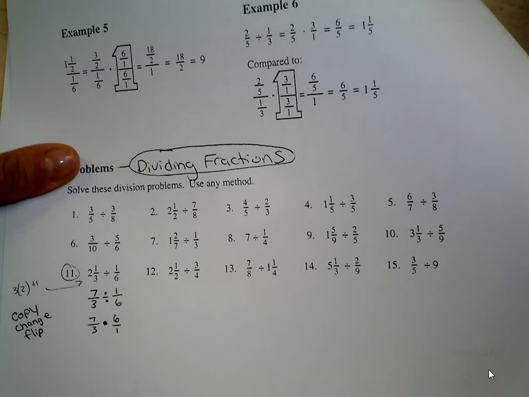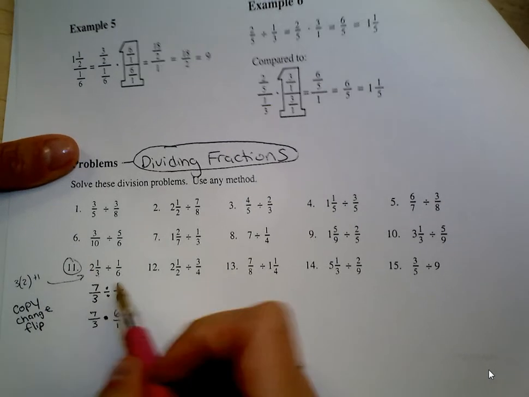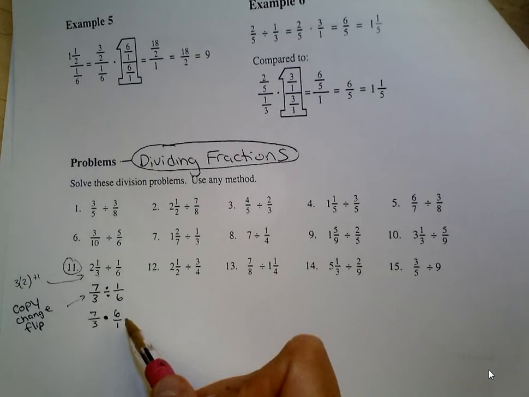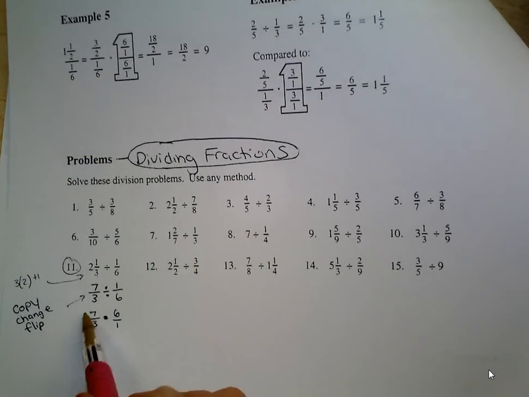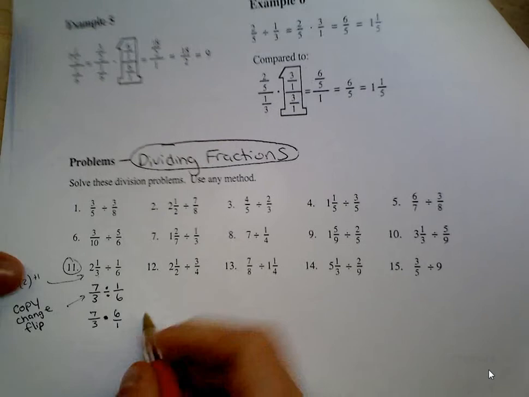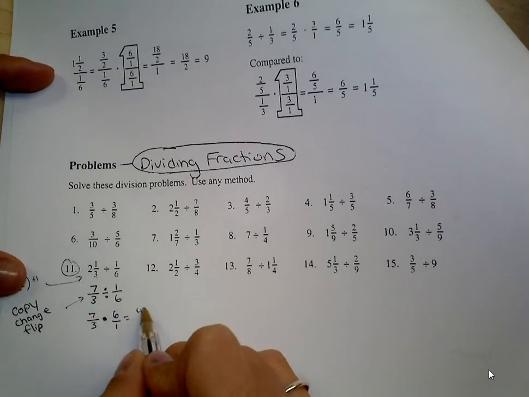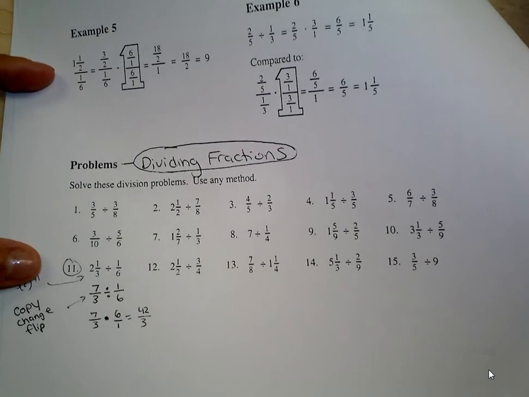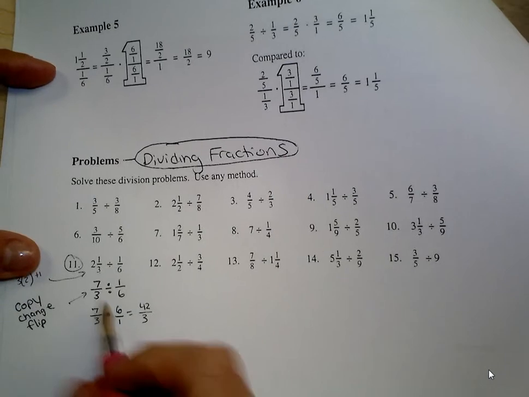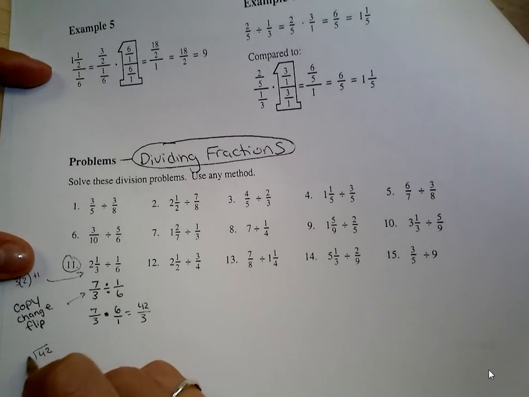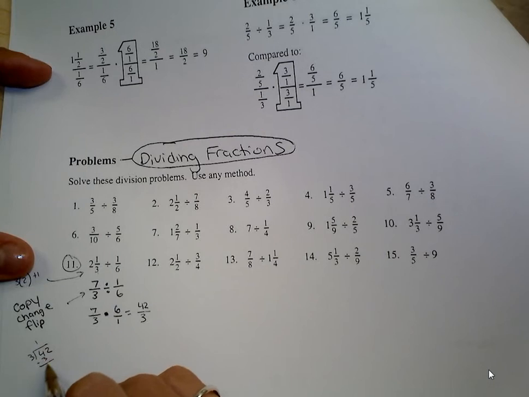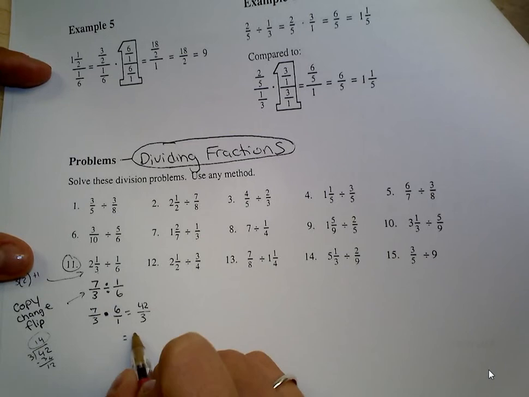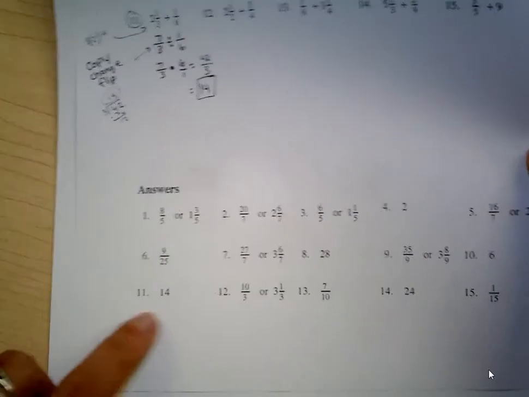So now the whole point of doing copy, change, flip is because now I have my multiplication. And I know that we just multiply straight across. So 7 times 6 gives me 42. And 3 times 1 gives me 3. Now 42 divided by 3, that actually goes in evenly, and I could double check over here. So 42 divided by 3 goes in one time. Bring down my 2, and 14. So 42 divided by 3 reduces to 14. That's my answer for number 11. I can double check, and yes, 11 is 14.